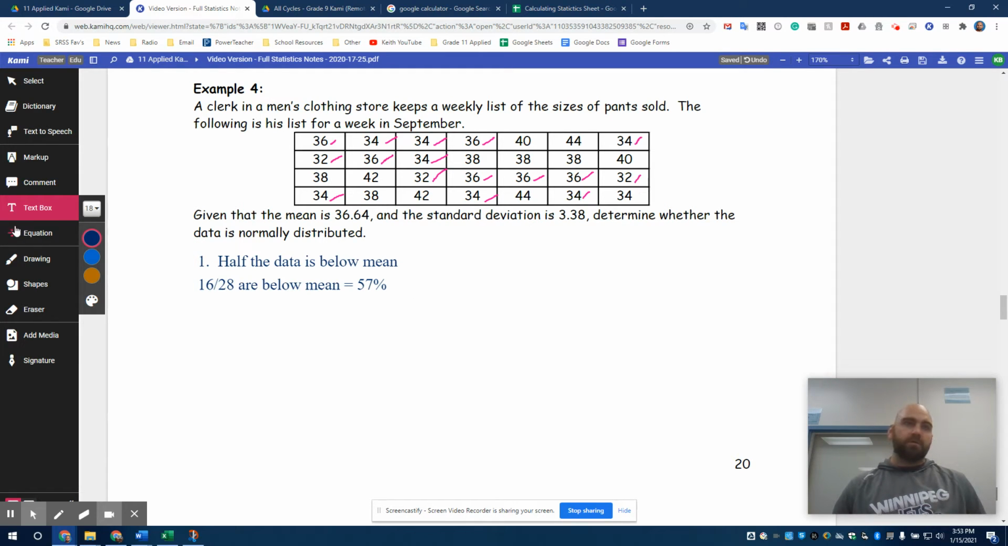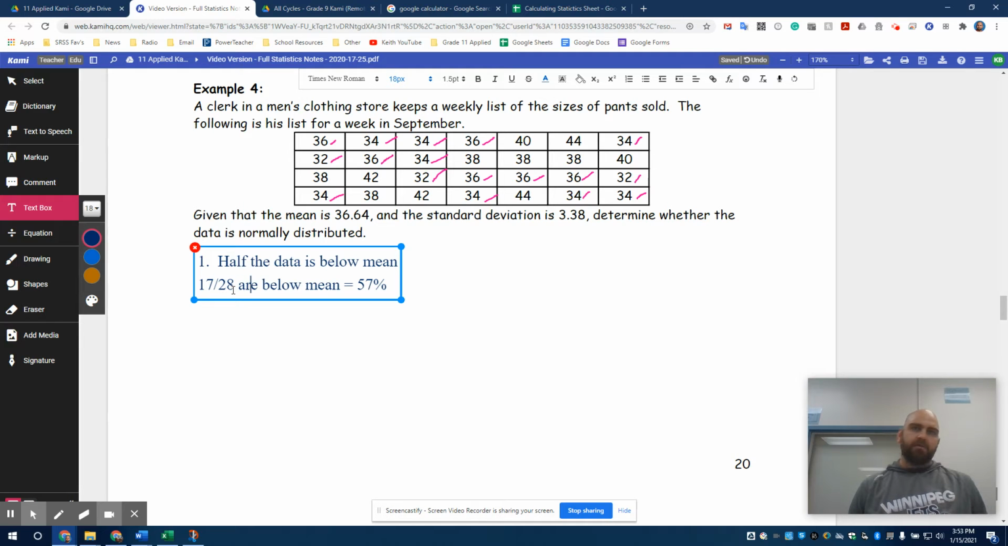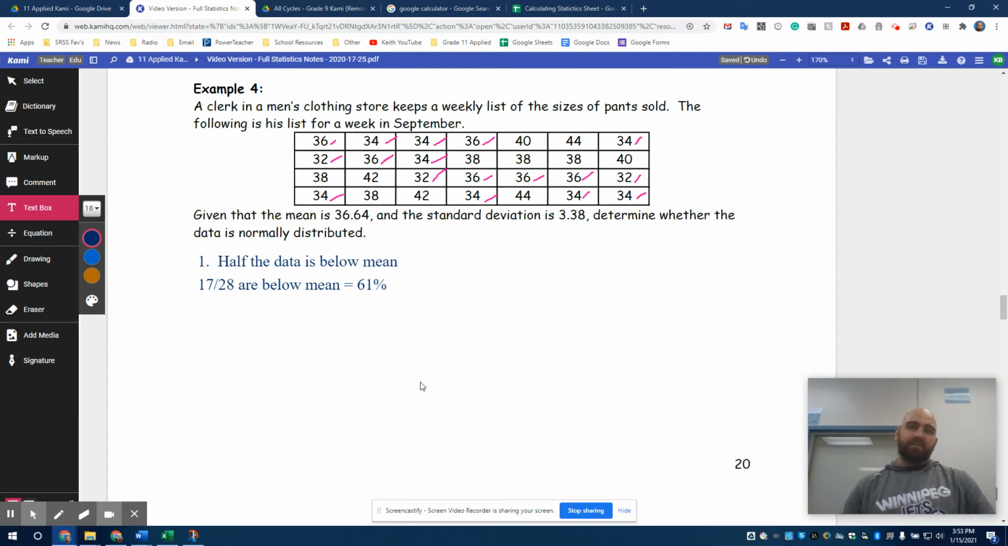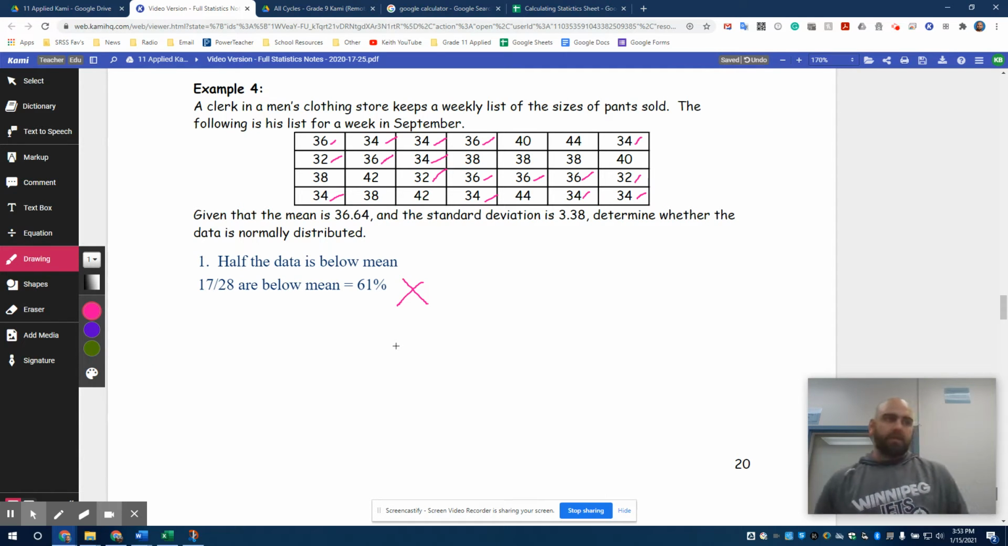Actually, you know, I missed one here. I'm sorry, I missed another one. There, okay. So actually, this is 17 out of 28 below the mean. Let's quickly do 17 divided by 28. That's 61% now. This is way above that 55% that we said would be a good amount. So this tells us, number one, that it is most likely not normally distributed, which means we almost don't even have to do the second test.